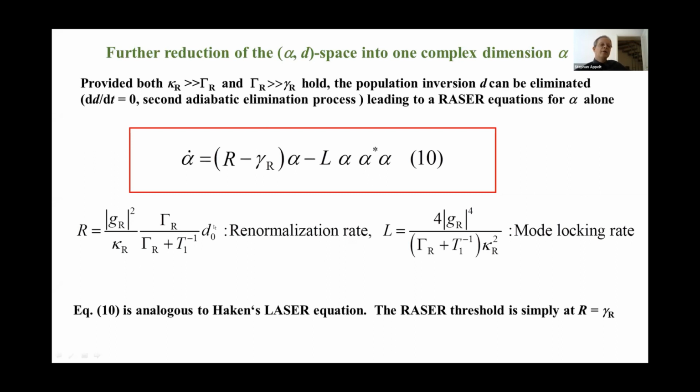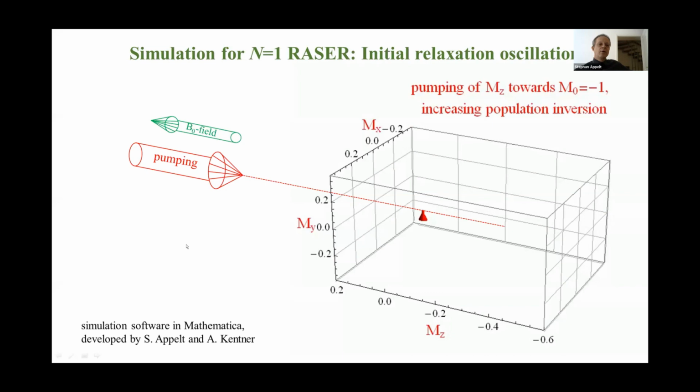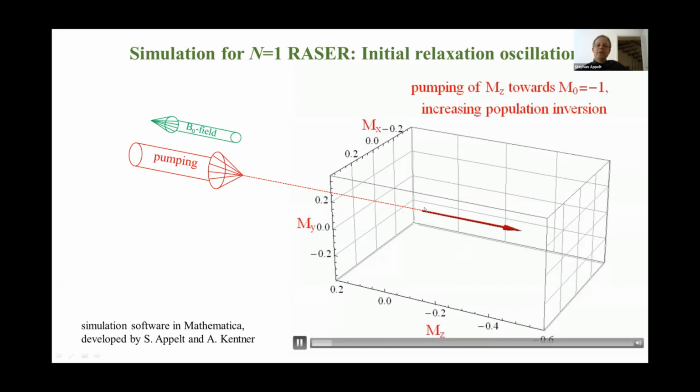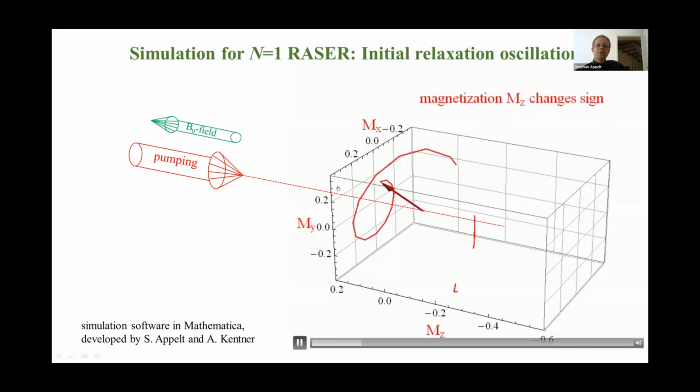And the R can be generally formulated this way. Okay, so now this is enough theory. Now I show you the single mode RASER equation simulated. It's pumping from the left, so the population inversion is Mz. Here's the threshold. At this point, the laser starts to oscillate, and then it pumps again.